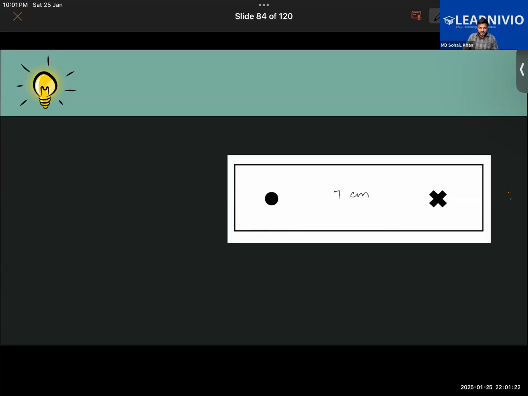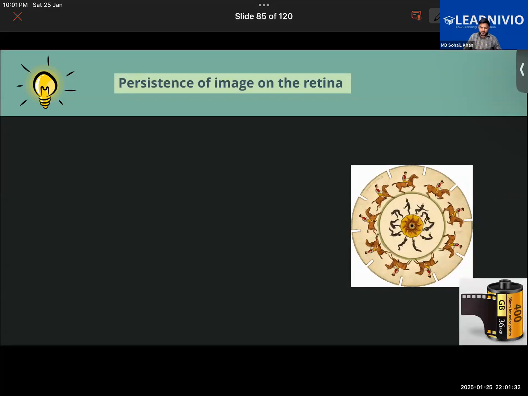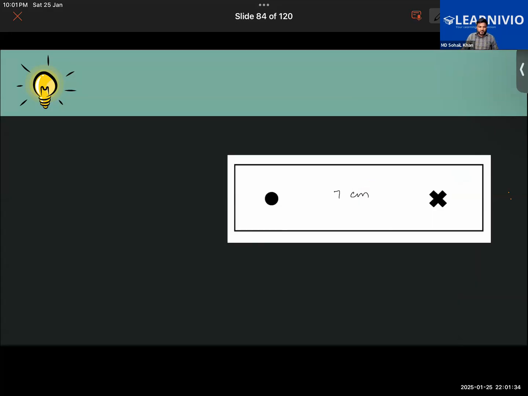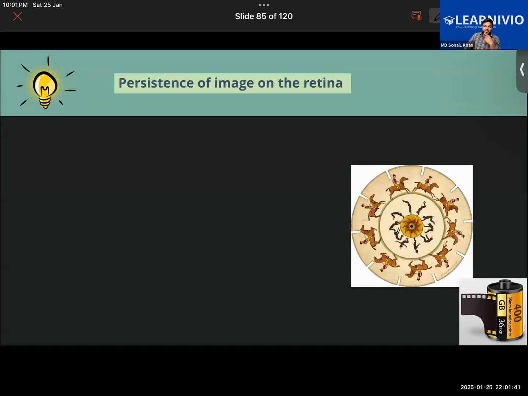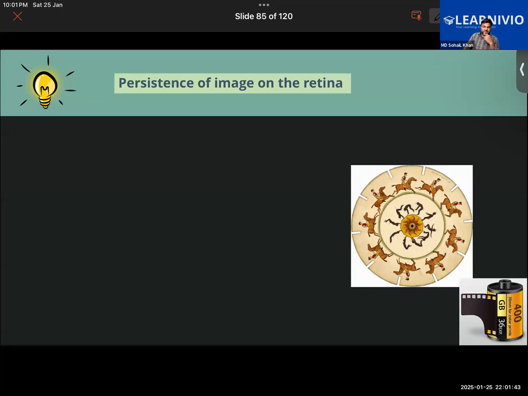And why does this blind spot occur? Because the area where the optic nerve enters the retina does not have the photoreceptor cells. So thereby image detection will not occur. Getting it, everyone? Yes, sir. Okay. Tell me what you guys know about the persistence of vision of the human eye.